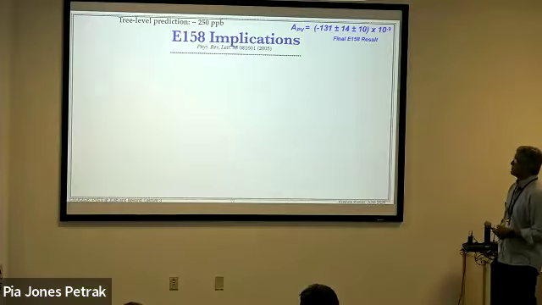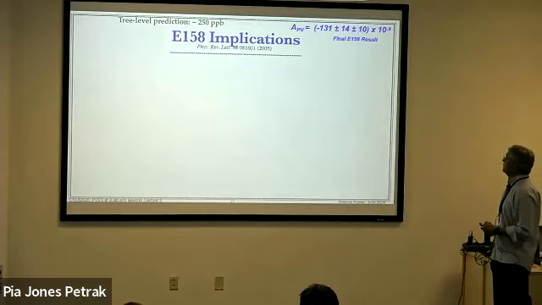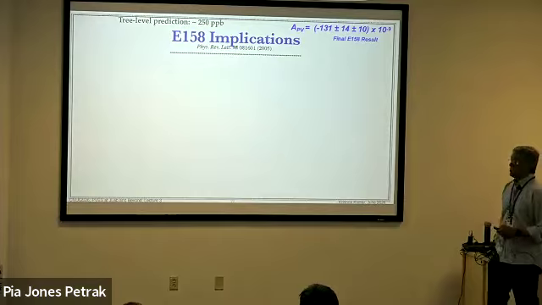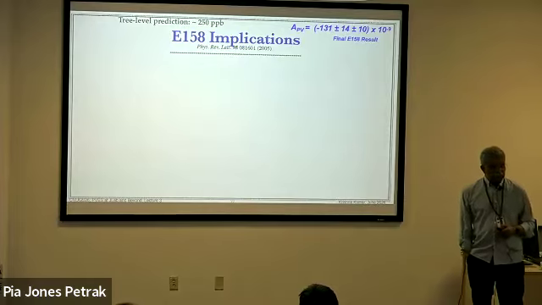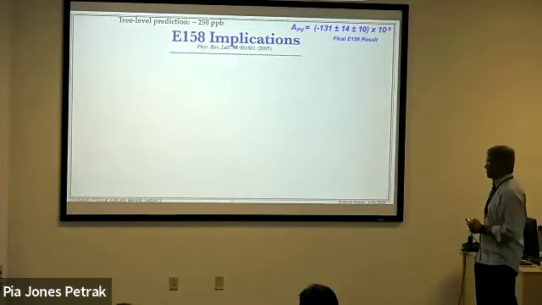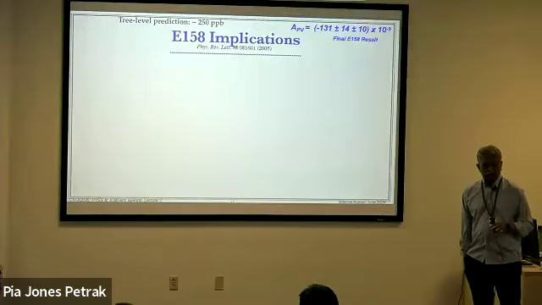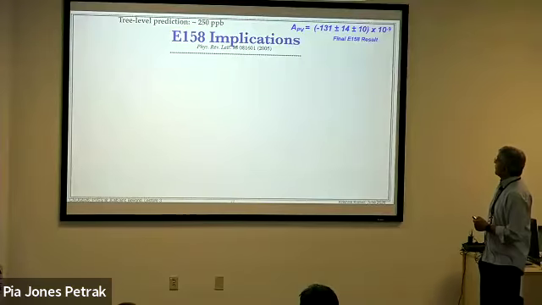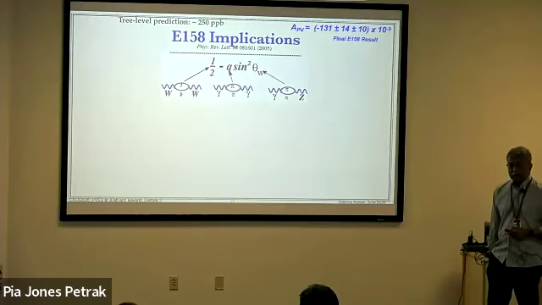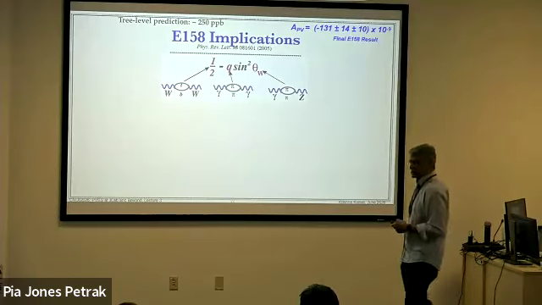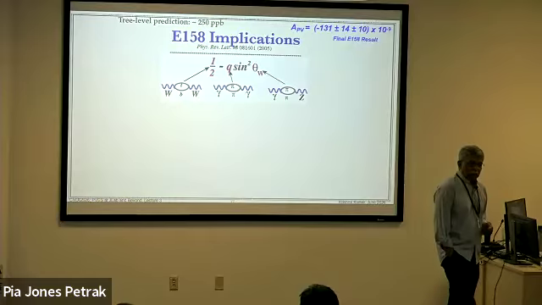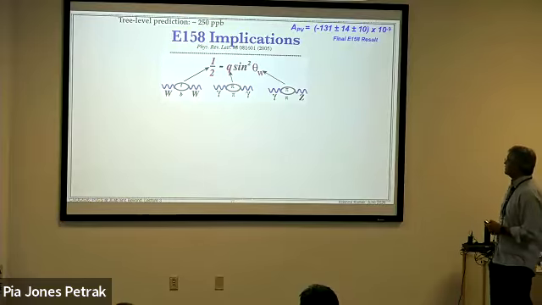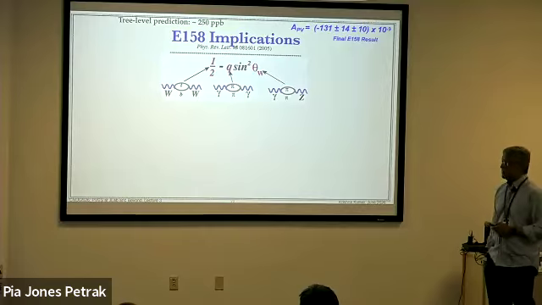So what are the implications of this experiment? The tree-level prediction was 250 parts per billion, but we measured 131 parts per billion. We did not call a press conference. We just published it because it was actually the right answer. Why? Radiative corrections. Okay, so this is the first demonstration of the running of the weak mixing angle.